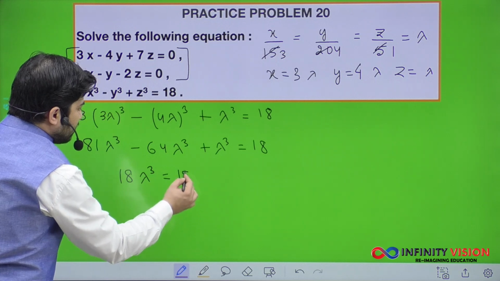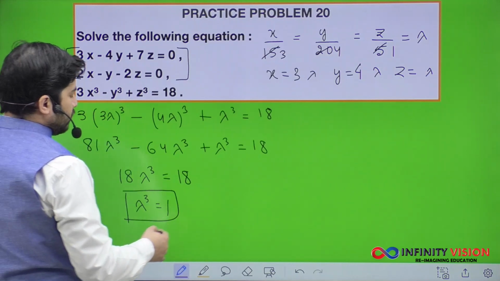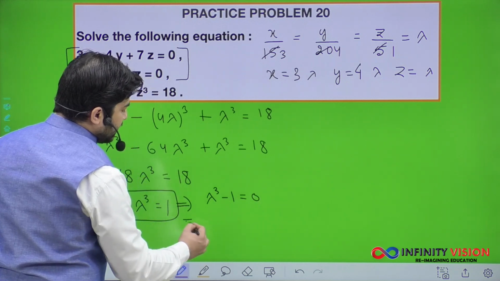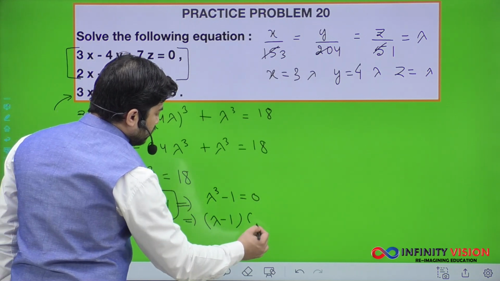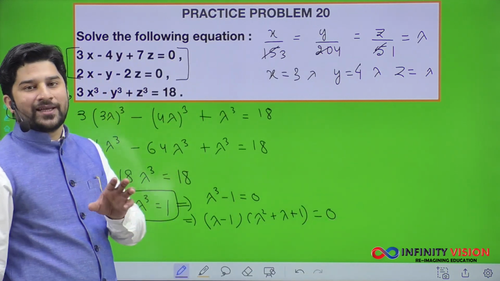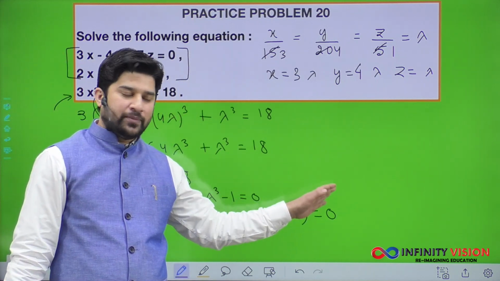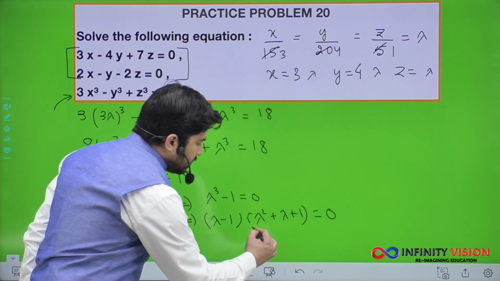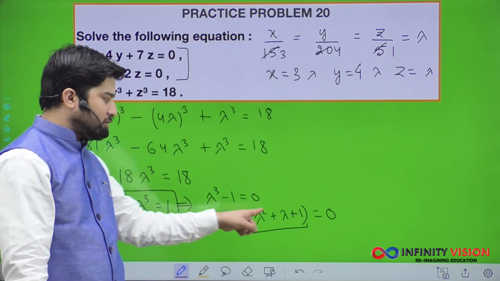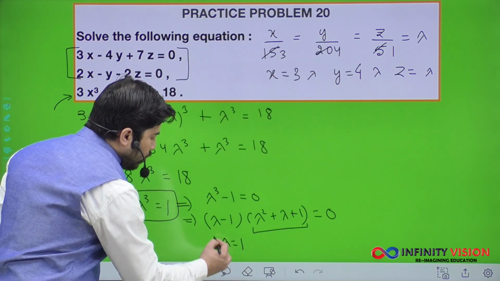Now what we can do, we can say 81 plus 1 is 82, minus 64 is 18 lambda cube, which is equal to 18. So I can say lambda cube is 1. Now, this can be written as lambda cube minus 1 equals 0, which can be written as lambda minus 1 into lambda square plus lambda plus 1. How did we write it? Because we know what exactly a cube minus b cube is. That is a minus b into a square plus ab plus b square. Now you know this quadratic expression will have no real roots, because the discriminant is going to be negative. So the only root you have is lambda is equal to 1.